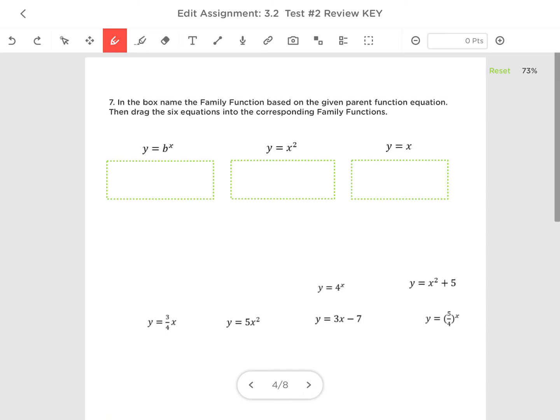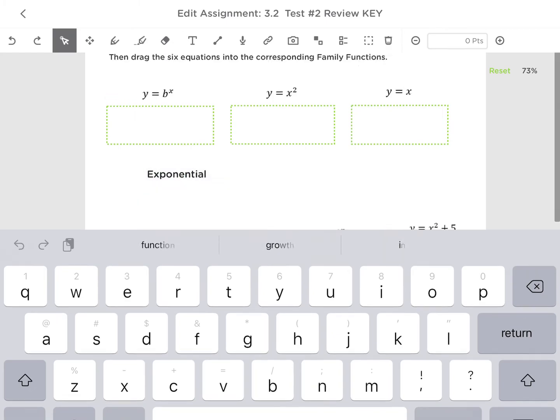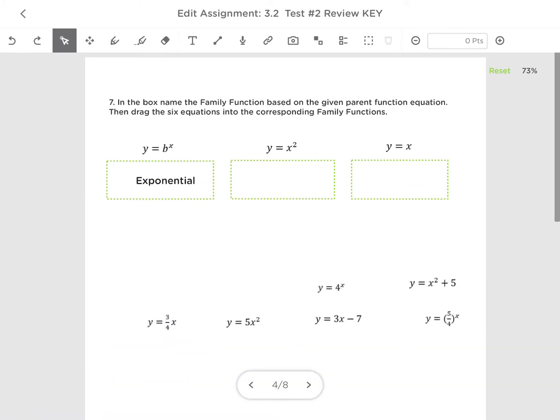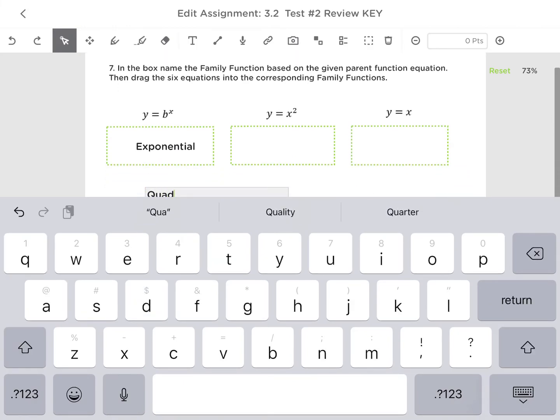Looking at number 4, it says, name the family function based on the given parent function equation. Sorry, I can't read today. Then drag the 6 equations to the corresponding family functions. So we have to name them. This is where you need to know y equals b to the x. Which parent function did that go to? That went with exponential. Okay, so I'm going to write exponential and move it to the box. x squared. Which one had an x squared in its equation? That was quadratic.